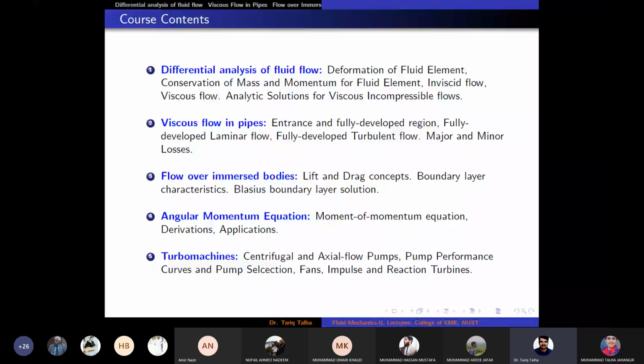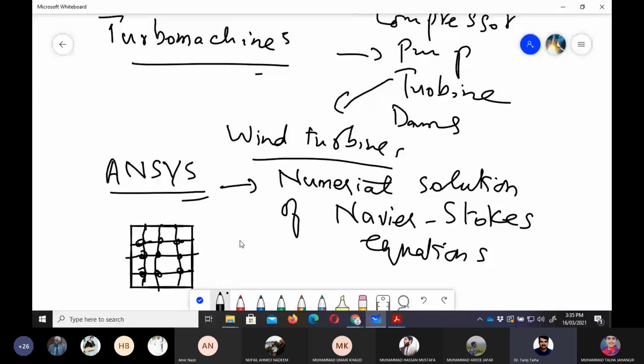Okay, it is very important to know that this is an application course, because in fluid mechanics 1 you have learned the basic fundamentals. Now we are going to apply those concepts to some application areas. All of these, viscous flow through pipes, flow over immersed bodies, and turbo machines, are application areas of fluid mechanics. Now, before we start, what is the continuum hypothesis?